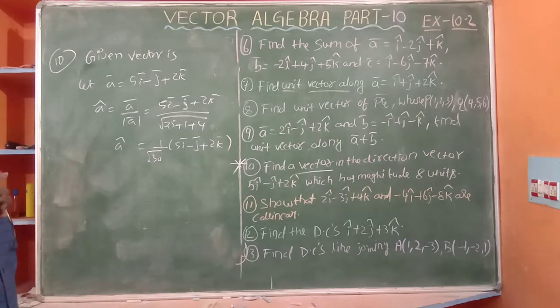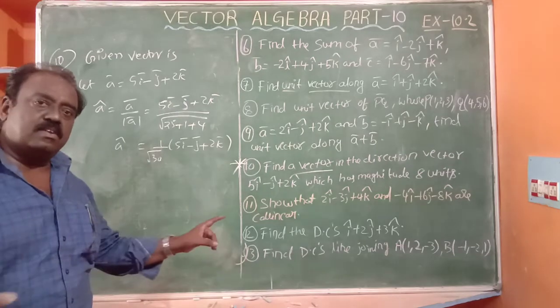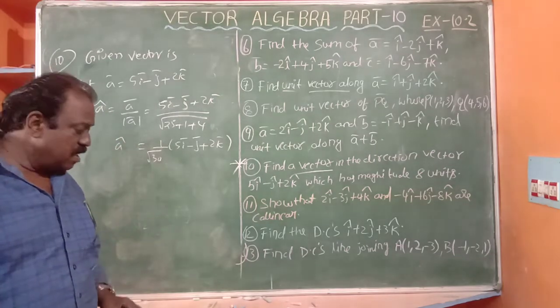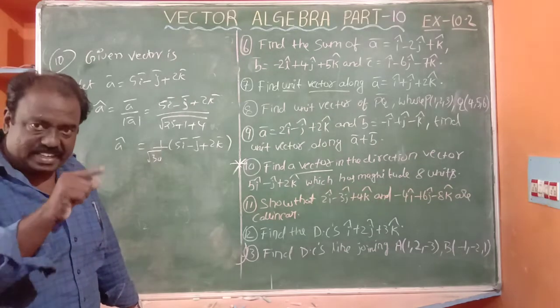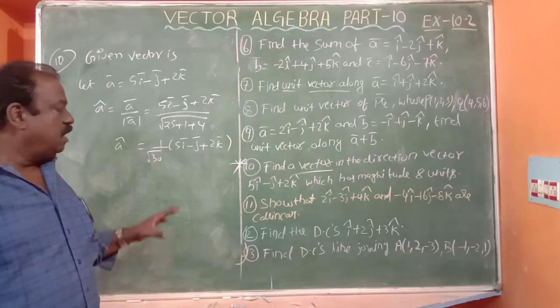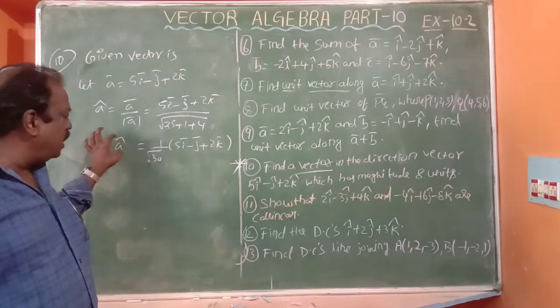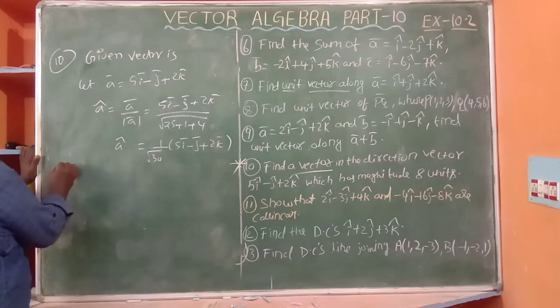But we are not asked the unit vector. Here is a very good logic. We are given one vector and we are not asked the unit vector along that given vector, but I find the unit vector. What is the meaning of unit vector? Unit length and direction. Unit length means one unit length, direction is there. Now we are asked to find a new vector.